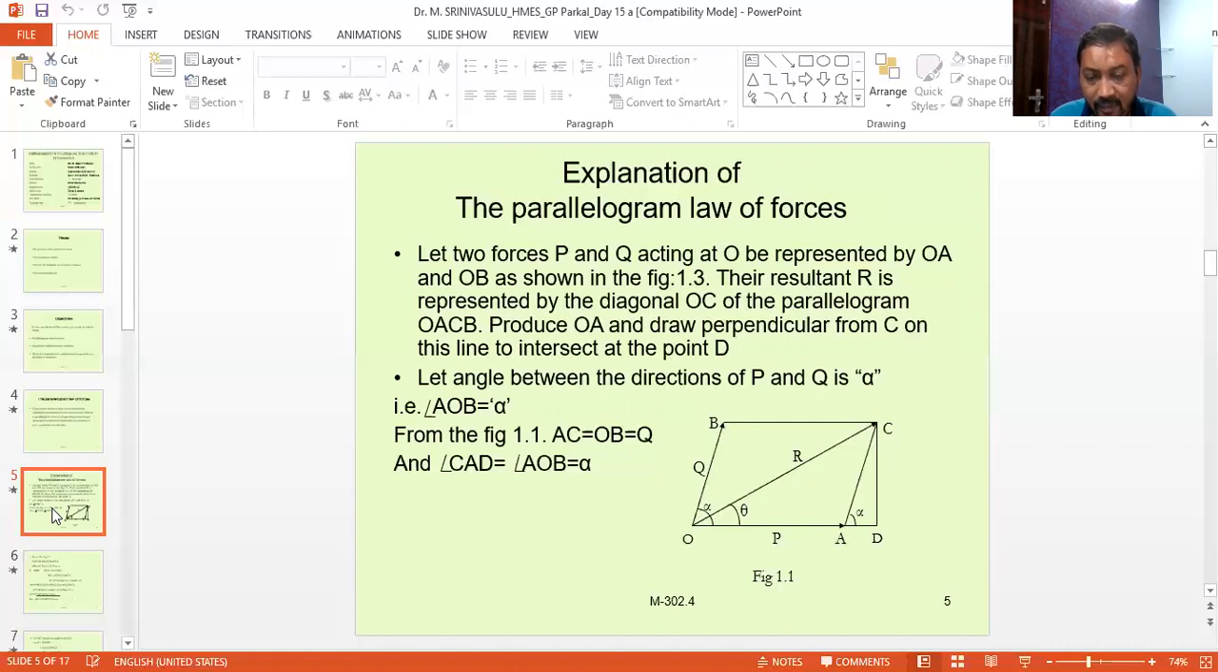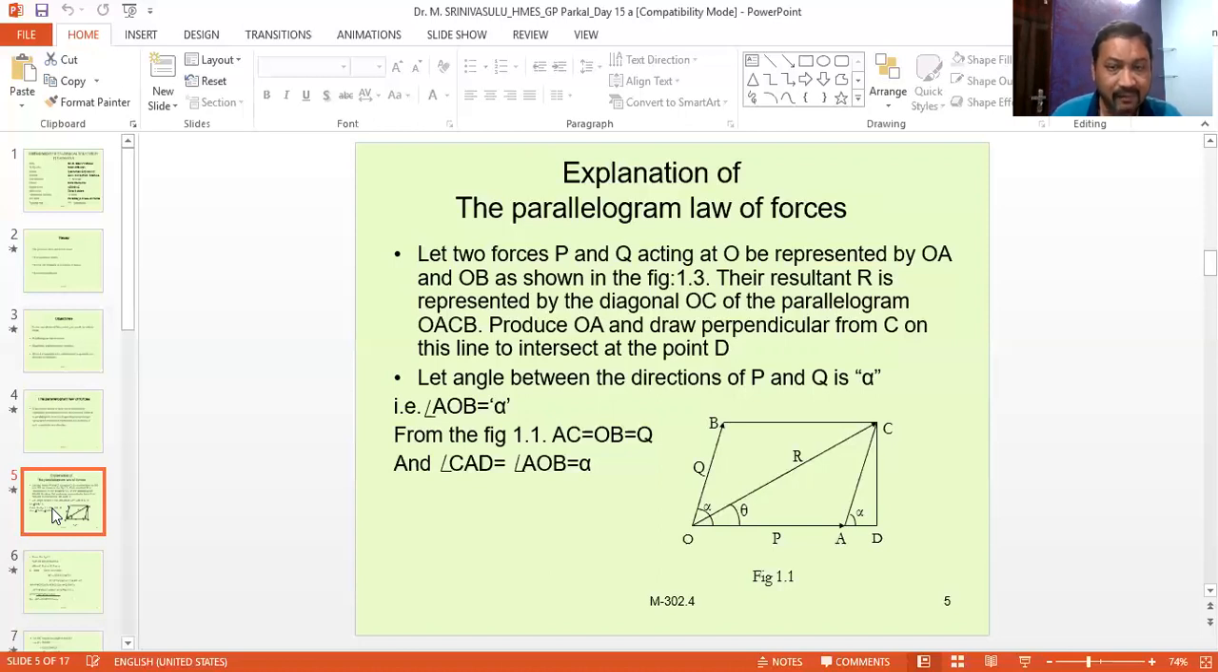So we have to extend OA to point D and draw the perpendicular on it from the point C.